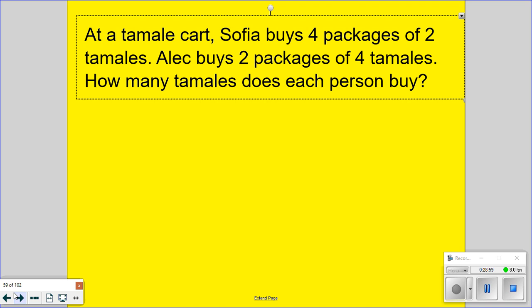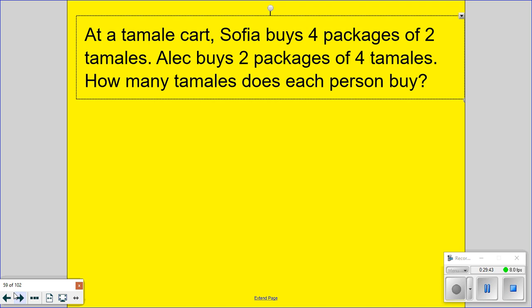There's a word in there you could use that you didn't have to make up. Tamale. Each person buys. Each. You could use each. What could your answer sentence be? There's options. Doesn't have to be this one, but what could it be?